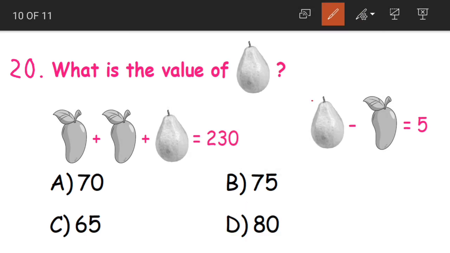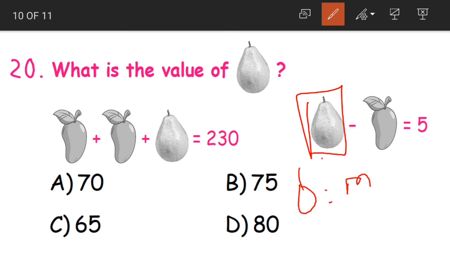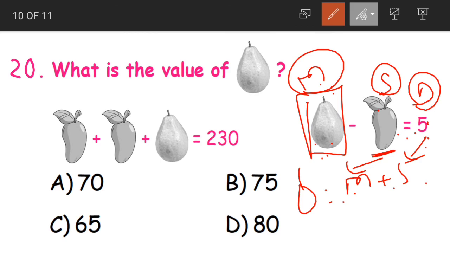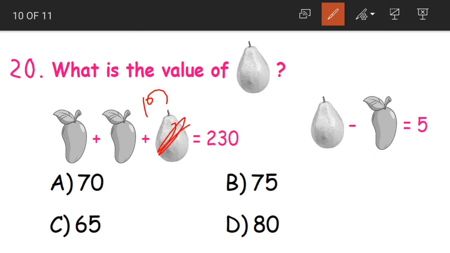Now what is the other method? This is a little bit tricky, children. They gave us that the value of pear minus mango is equal to 5. Yes or no? Now what will be the value of pear? Pear is equal to mango plus 5. Let us say we are finding out the minuend. This is the minuend, subtrahend and difference. The value of the minuend will be subtrahend plus difference. That is what we are doing here. So in place of pear I will write mango plus 5.